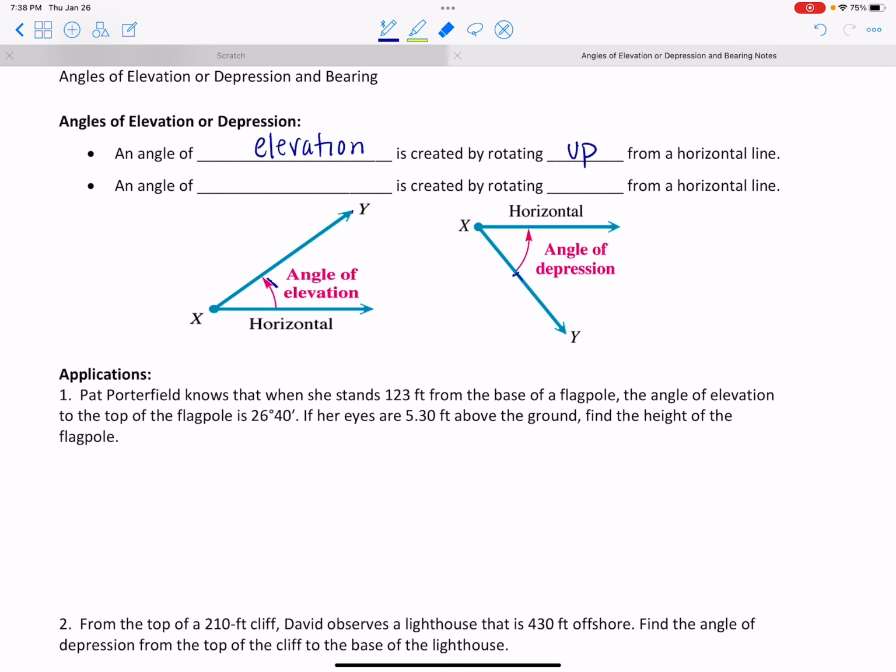So I like to think of them as angles in standard position, but they don't have to be. As long as we start at a horizontal, if we rotate up, we call that an angle of elevation, and if we rotate down, we call that an angle of depression.